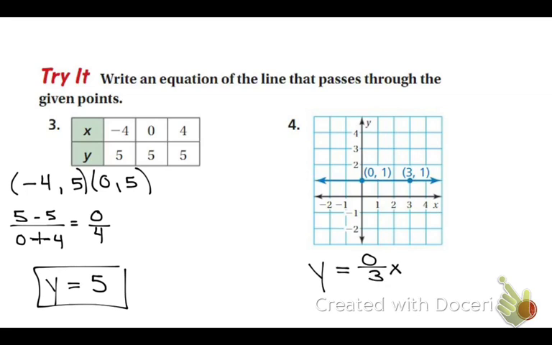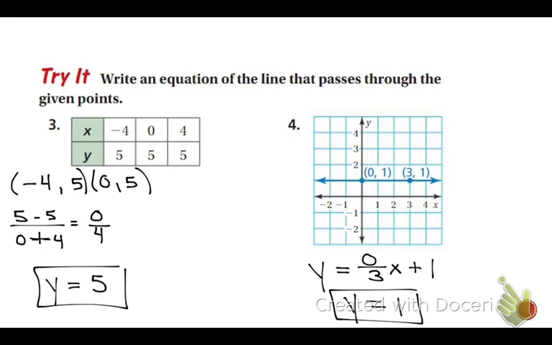What's my y-intercept? Where does the line cross the y-axis? Plus 1. Now, remember what we said, though. Okay, I'll accept this answer on your quiz, but do we technically need this? No, because it's 0. It's 0x. So the better answer is y equals 1.